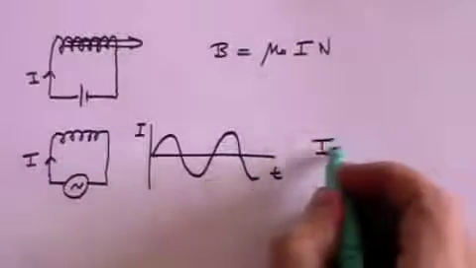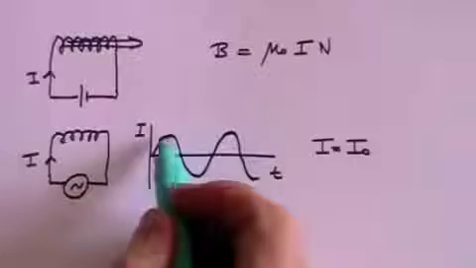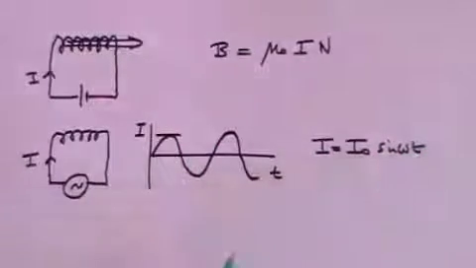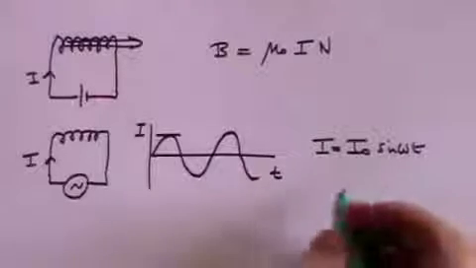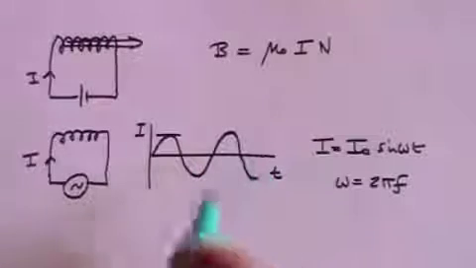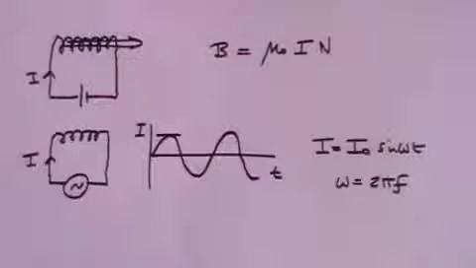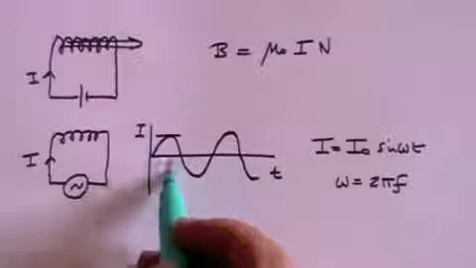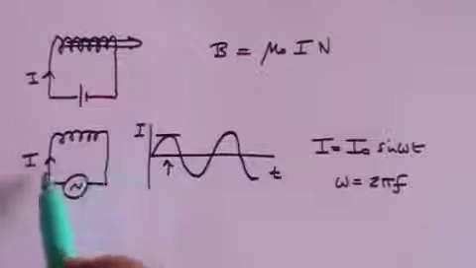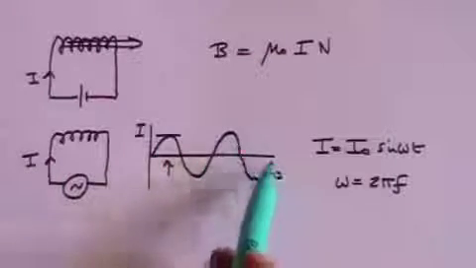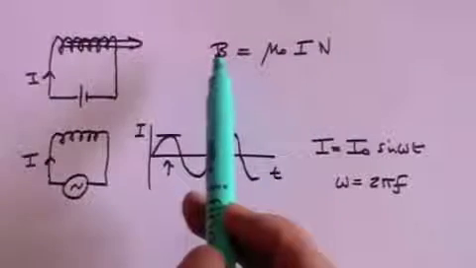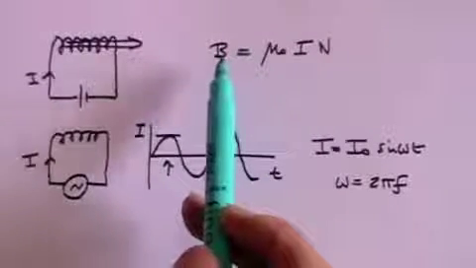It will have the form I equals I naught, where I naught is the maximum value, times sine omega t, where omega is 2 pi f, and f is the frequency of the wave, which is the number of times a crest passes a particular point in 1 second. That will therefore be a varying current because it's constantly going up and down. And if you have a varying current, then according to this, you will have a varying magnetic field.